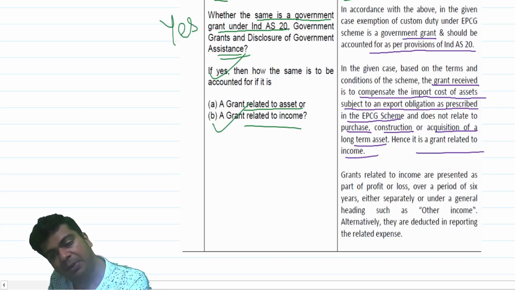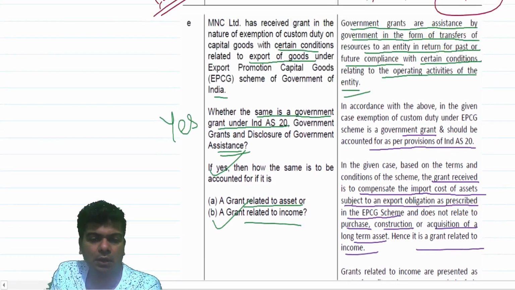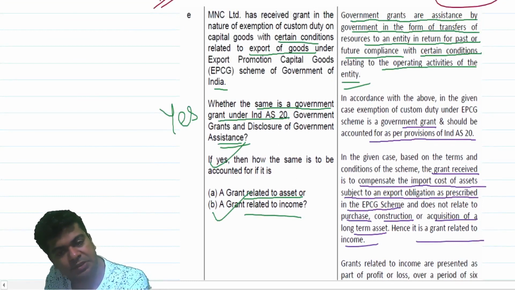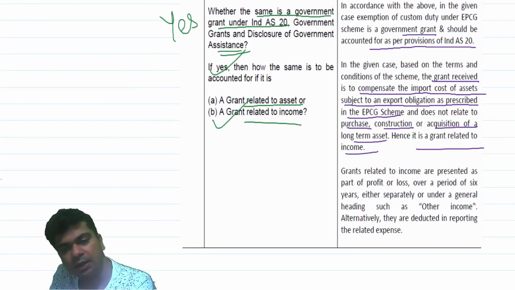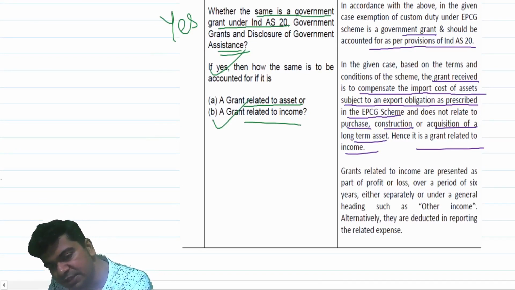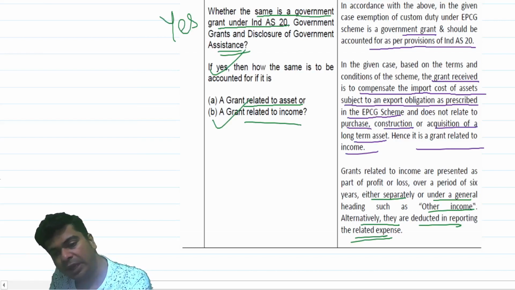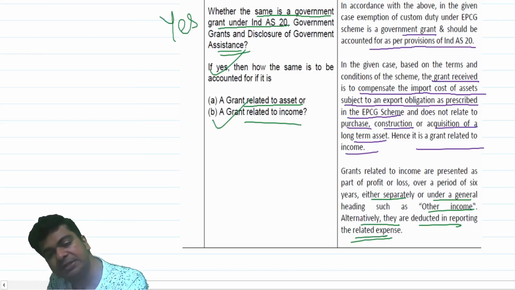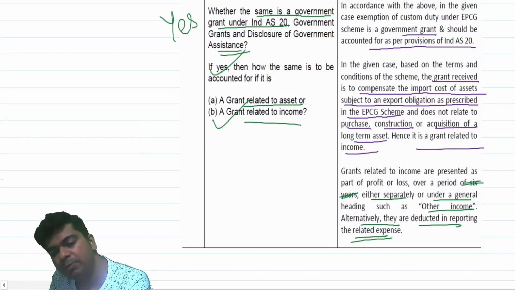Grants related to income are presented as part of profit or loss over a period of 6 years. From where are we getting the 6 years? No information is really given for 6 years anyways. They are saying as a part of the answer over a period of 6 years, either separately or under a general heading such as other income. Alternatively, they are deducted in reporting the related expense. Okay, they are saying grants related to income are presented as a part of profit or loss over a period. Just remove the 6 years. Okay, we will simply say over a period.